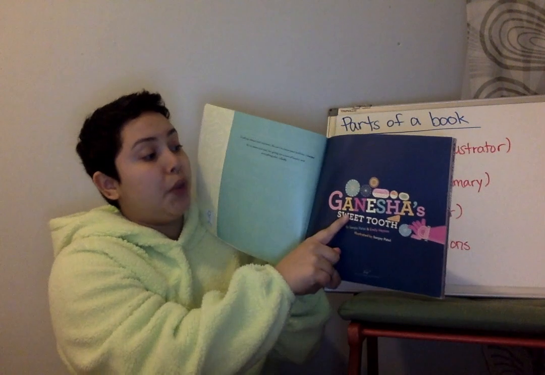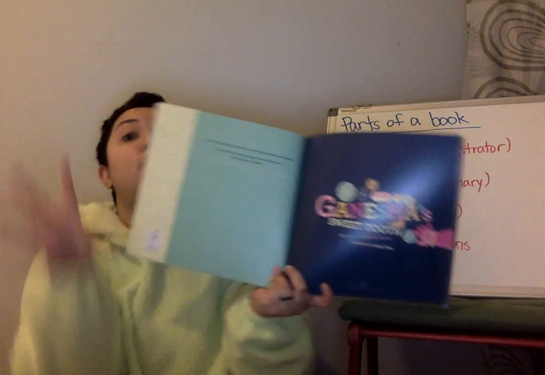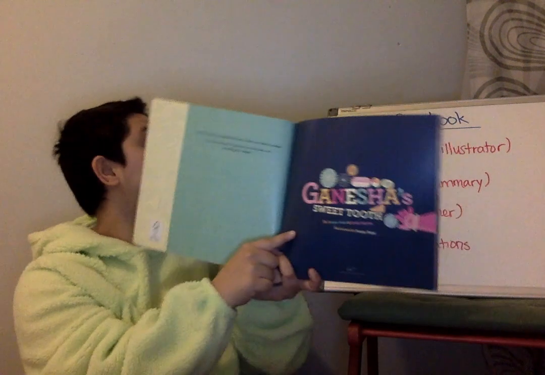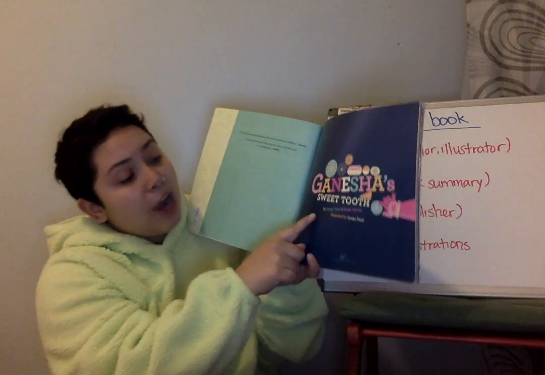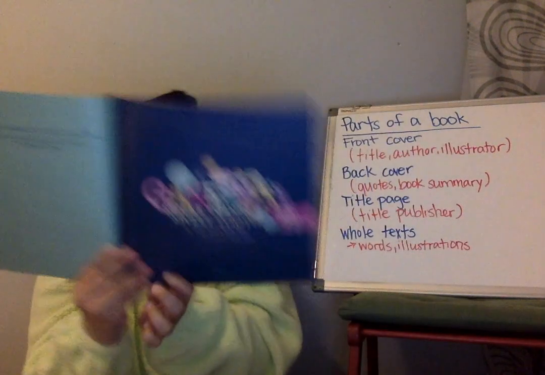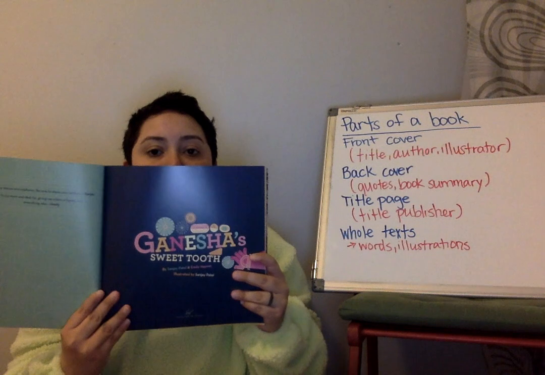Ganesha's Sweet Tooth. I see the name, our title of the text, so big in the middle of our title page. I also see the author and illustrator's name. And then down at the bottom, I see the company that printed our text.